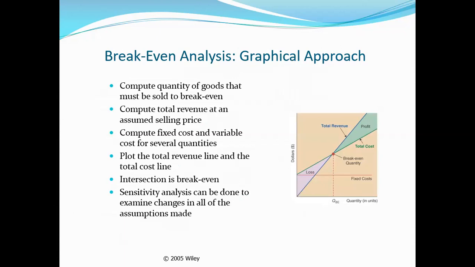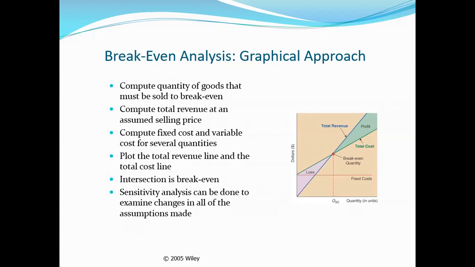So we can calculate the required quantity that we have to sell to break even. It will give us some idea like, okay, can we reach that? If not, what can we do? Yeah. And then we compute the total revenues at some selling price. And then we know the fixed costs and variable costs for different quantities. So we will plot the total revenue line and the total cost line. So the intersection is the break-even, okay?